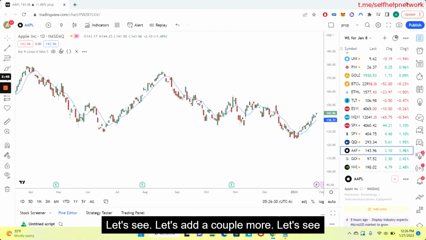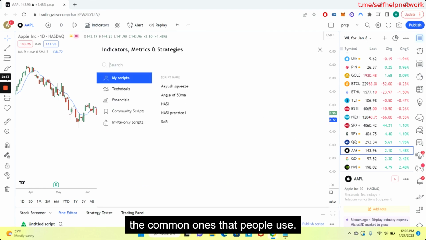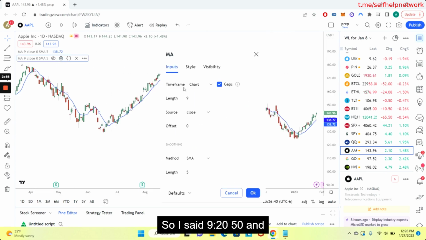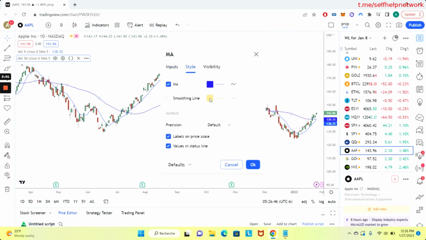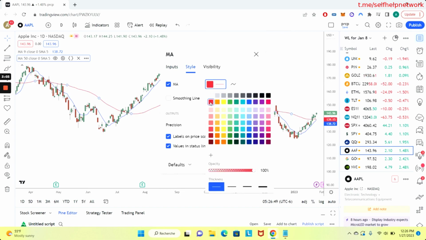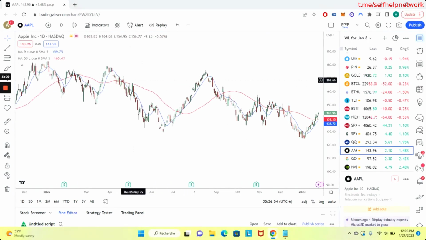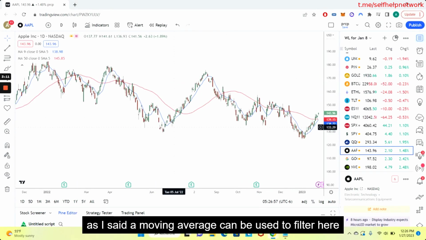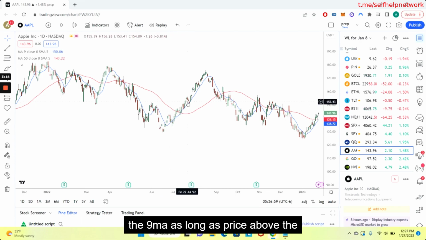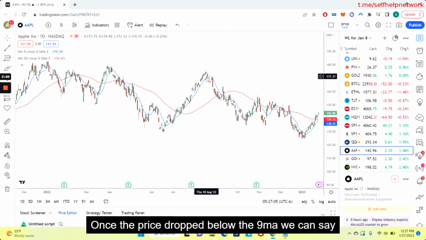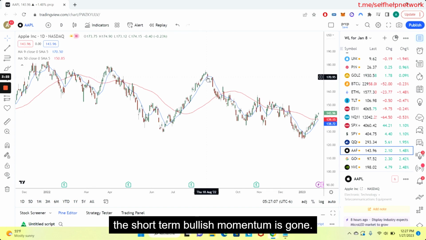So let's add a couple more. Let's see the common ones that people use. So I said 9, 20, 50 and 200. I will add 50 for now. All right, let's go. So the way, as I said, a moving average can be used to filter. Here the 9MA, as long as price is above it, it does have short-term bullish momentum. The trend is up. Once the price dropped below the 9MA, we can say the short-term bullish momentum is gone.